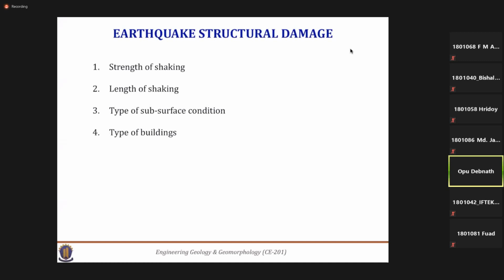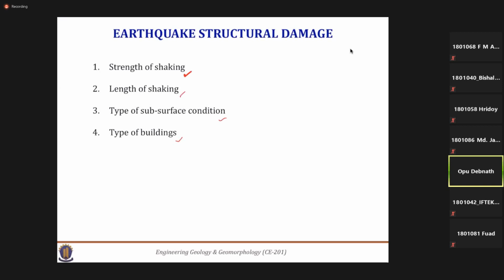And in the successive years, that means in third year and fourth year of study, you will also learn how to calculate the earthquake intensity, ground acceleration, and the bracing system, seismic resistance of earthquake structure, etc. So the structural damage of earthquake is based on the strength of shaking, length of shaking, type of subsurface condition, and the type of building. Okay, these four are the basic things.